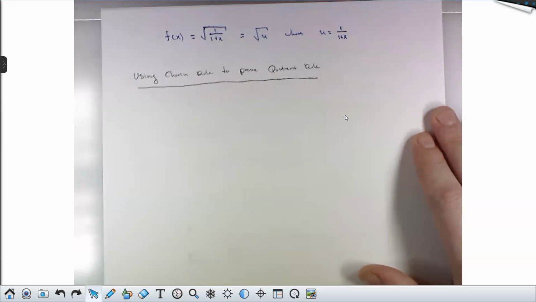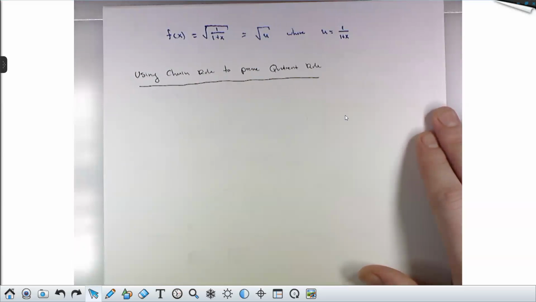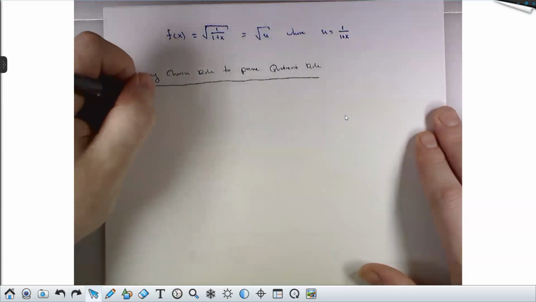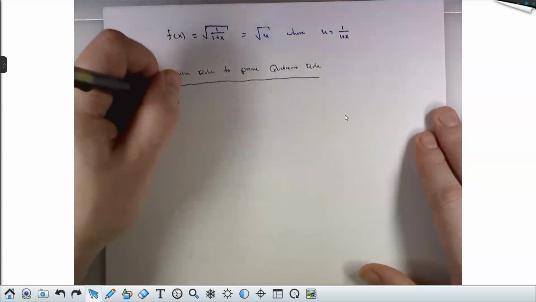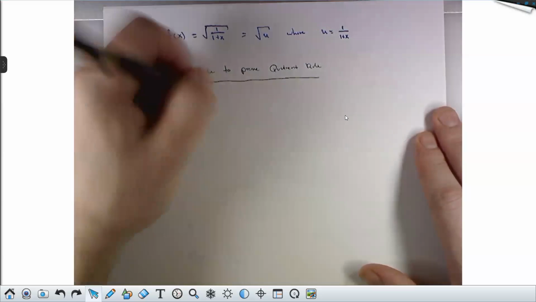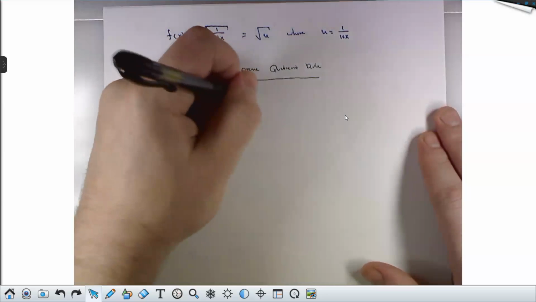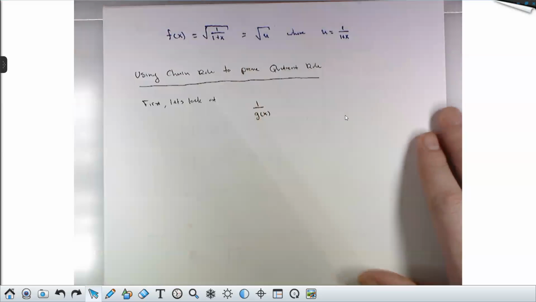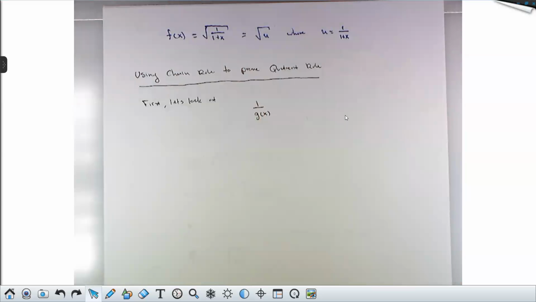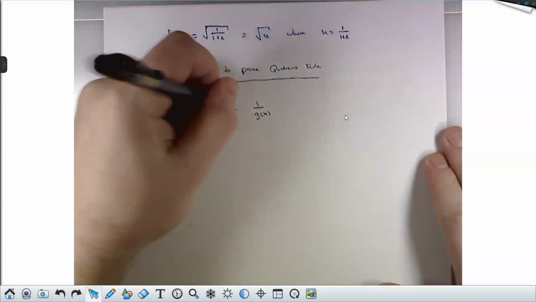And this will also give you a way to avoid the quotient rule if you want. So first, let's look at something like 1 over g of x, and try to take its derivative.